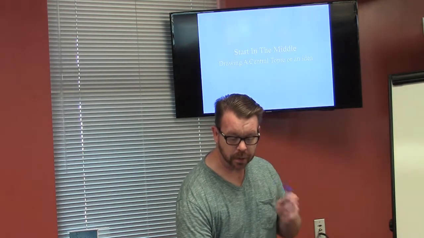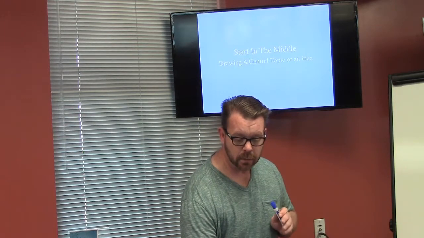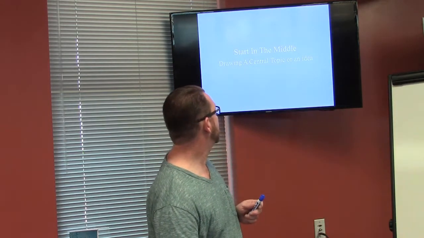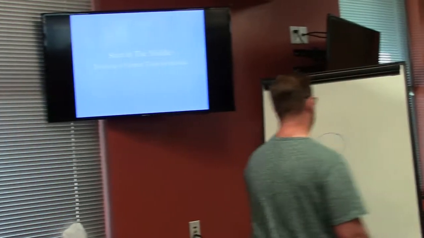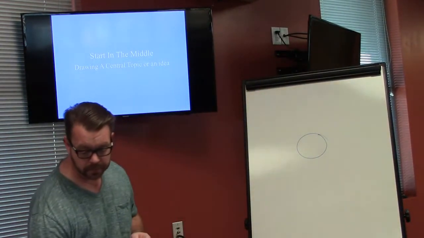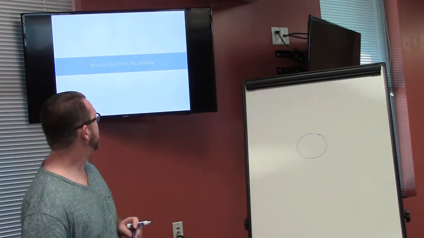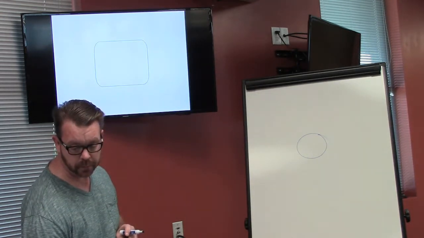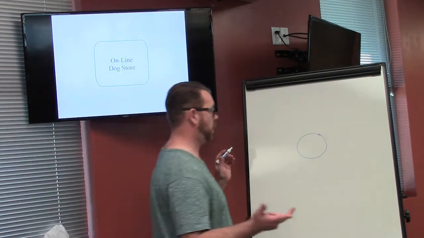Okay. So how do you do a mind map, now that I've talked about all the parts of it? To do a mind map, you have to start in the middle and draw a central topic or idea. From that, you're going to branch off from the middle. It doesn't matter what you want it to be.